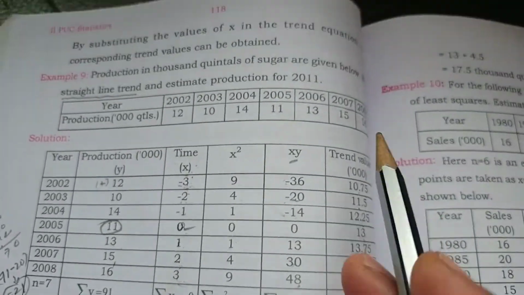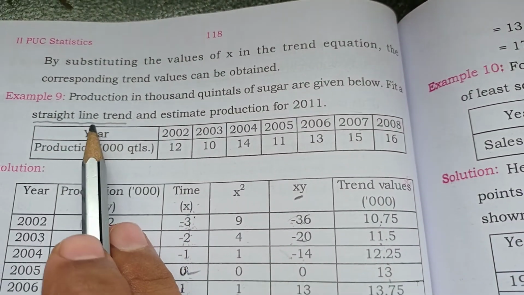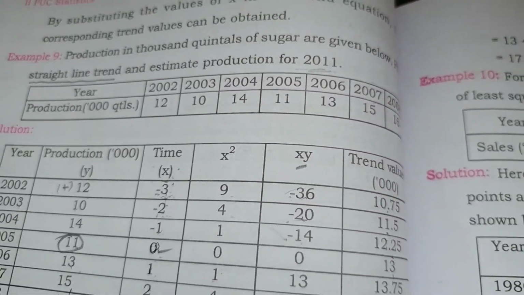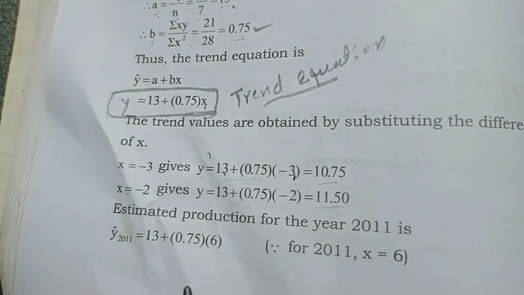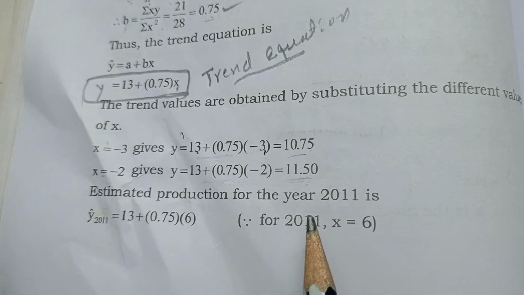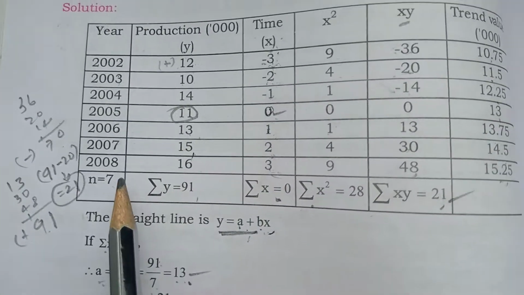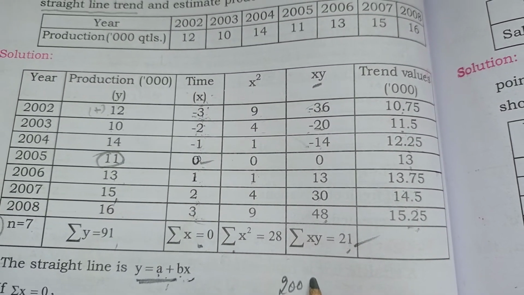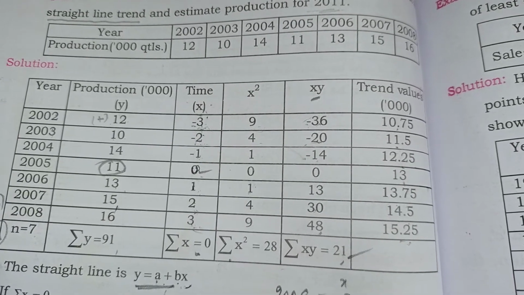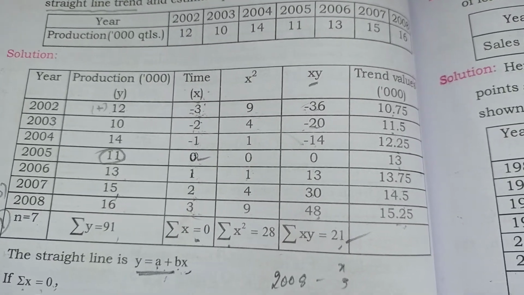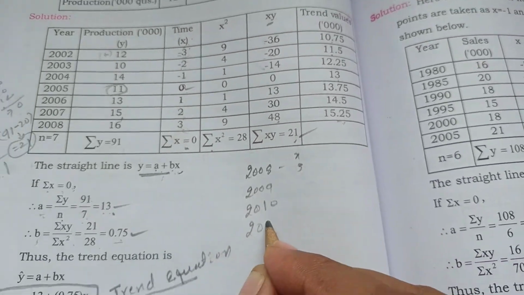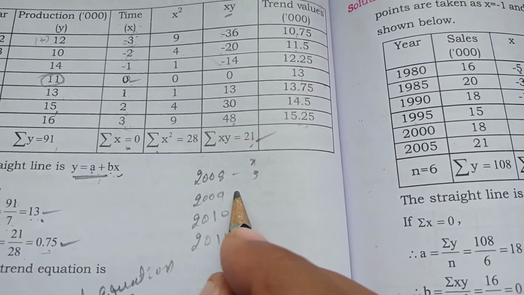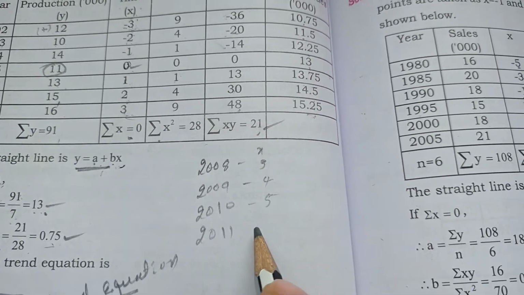Right. Okay, along with that, what have they asked? They have asked to estimate the production for 2011. So to estimate the production for 2011, here 2008 is 3, 2009, 2010, 2011. Which year have they asked? 2011. The x values are 4, 5 and 6.